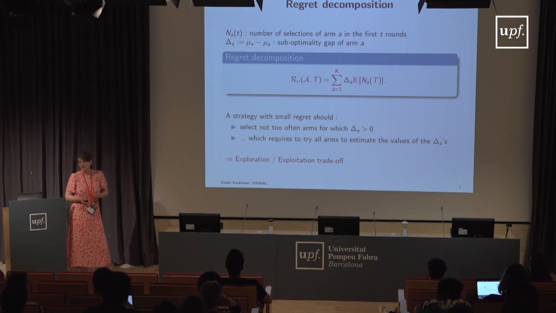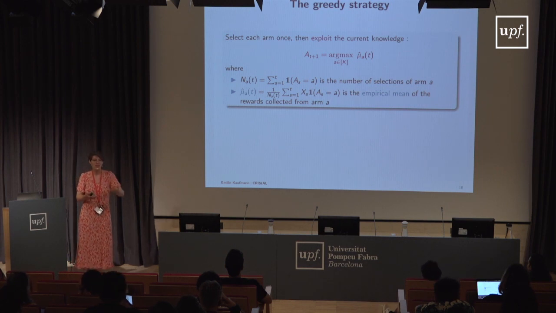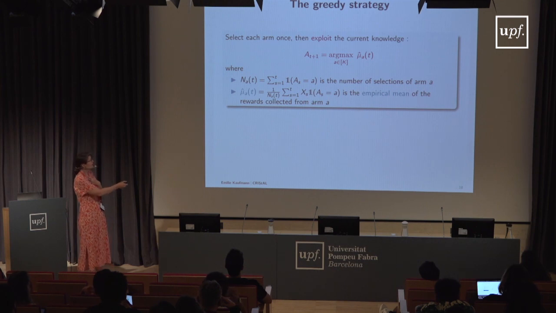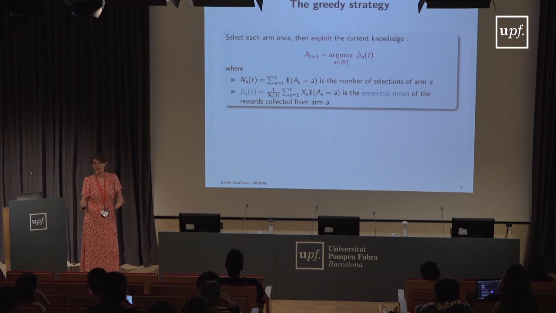On the first end of the spectrum, what is exploitation? We are facing this slot machine. We know we want to maximize our revenue. It's quite natural to just summarize the performance of the slot machine by the average revenue we got before. So we estimate their quality with the empirical means, which is just the average of the rewards we got in the past when sampling this machine. Of course, this greedy strategy has to first select each of the arms once, otherwise you cannot estimate anything. But after doing that, you pick the arm that has the largest empirical mean in every round. So this is really greedy.